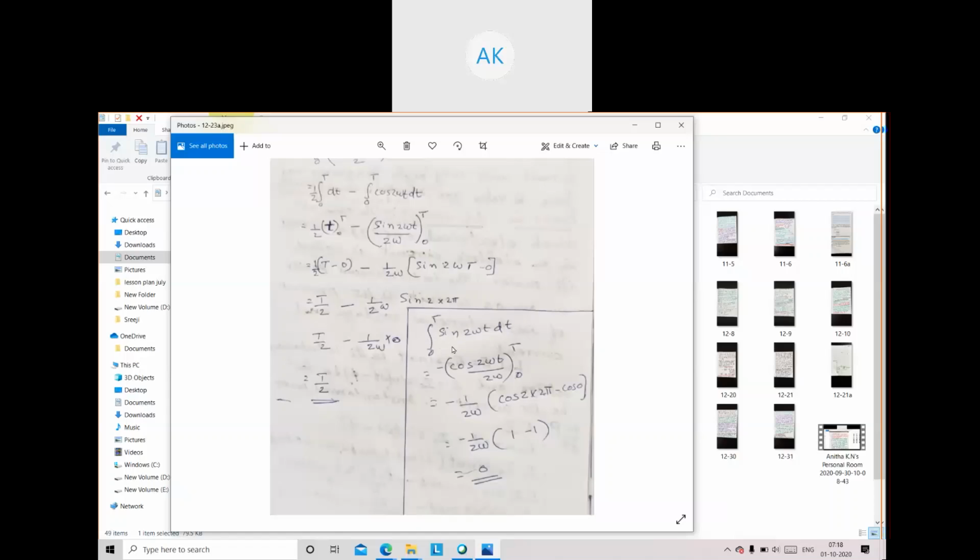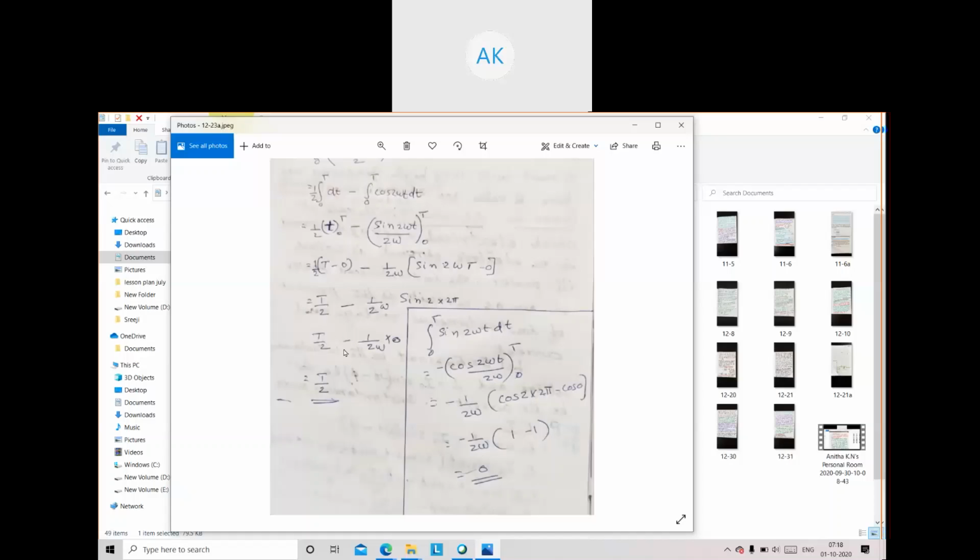Then another one, integral 0 to T sin 2 omega t dt. That is minus cos 2 omega t by 2 omega, with limit 0 to capital T. Minus 1 by 2 omega taken outside. Then cos 2 into omega into capital T comes. So omega into capital T is 2 pi, minus cos 0. Then cos 4 pi, what is cos 4 pi? Cos 0, 2 pi, 4 pi, 6 pi, all are the same value, 1. So 1 minus cos 0 is 1 minus 1, so that term also vanishes because it becomes 0.